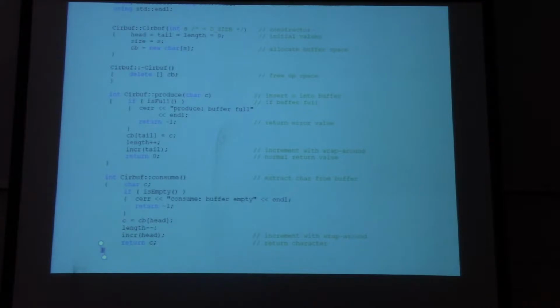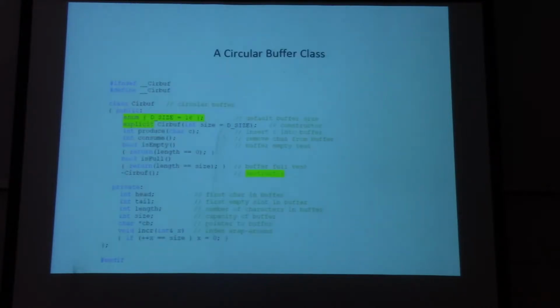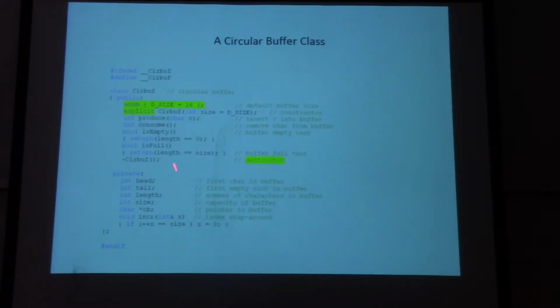We covered those already. Those are the inline functions. So notice here, return length is equal to 0. How many do you have in the buffer? If the condition is length is equal to 0, then we'll return true. Full is return length is equal to size. So if you're supposed to have 16 and you have 16, that's full.